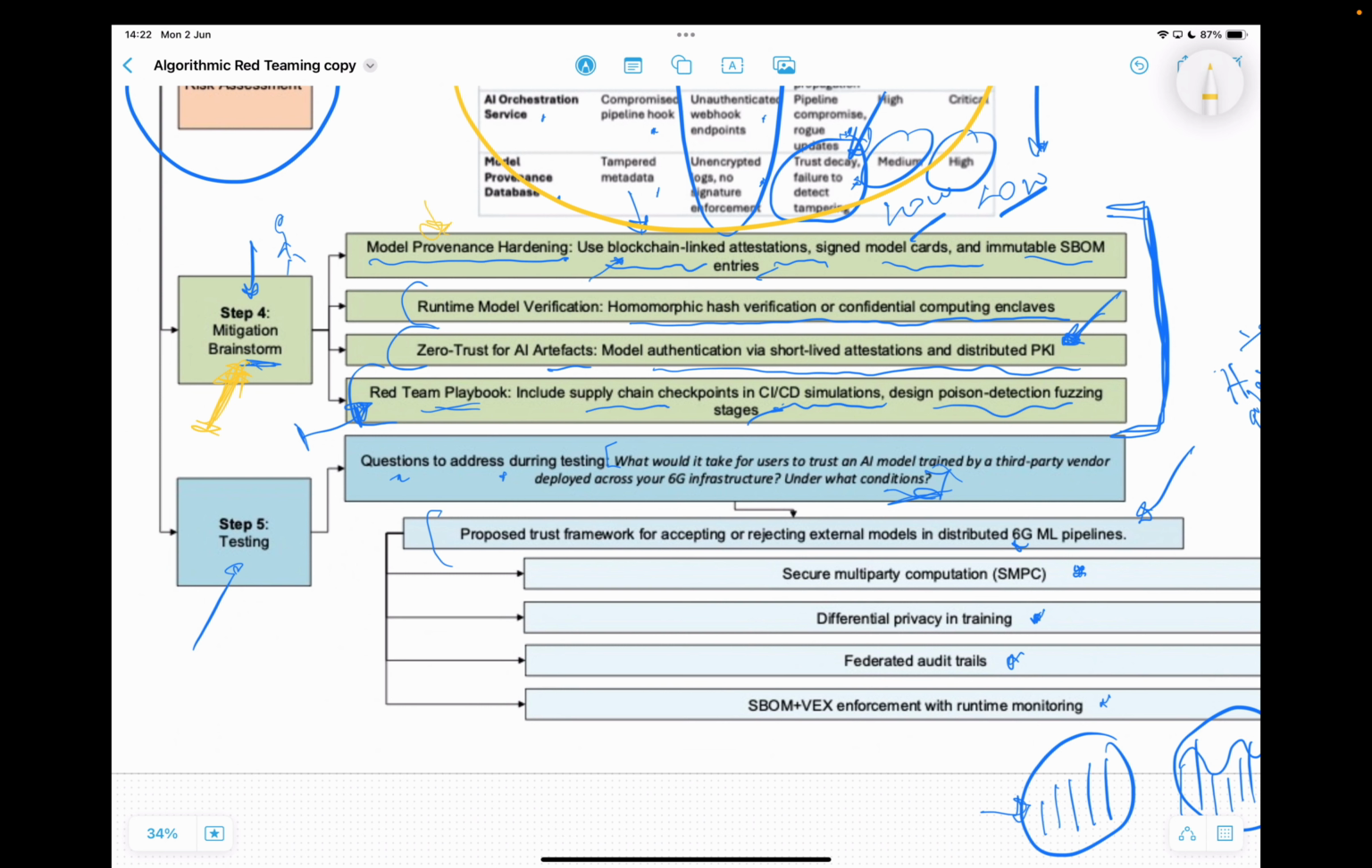Here we look at blockchain, limited attestation, signed model cards, SBOMs, runtime verification, hash verification, confidential computing enclaves, zero trust for AI artifacts. So PKI-backed attestation, signed telemetry, revocation protocols, or CI/CD simulations, using red team injection during each stage, and this is automated model fuzzing for embedded anomalies. Let's look at the final step here.